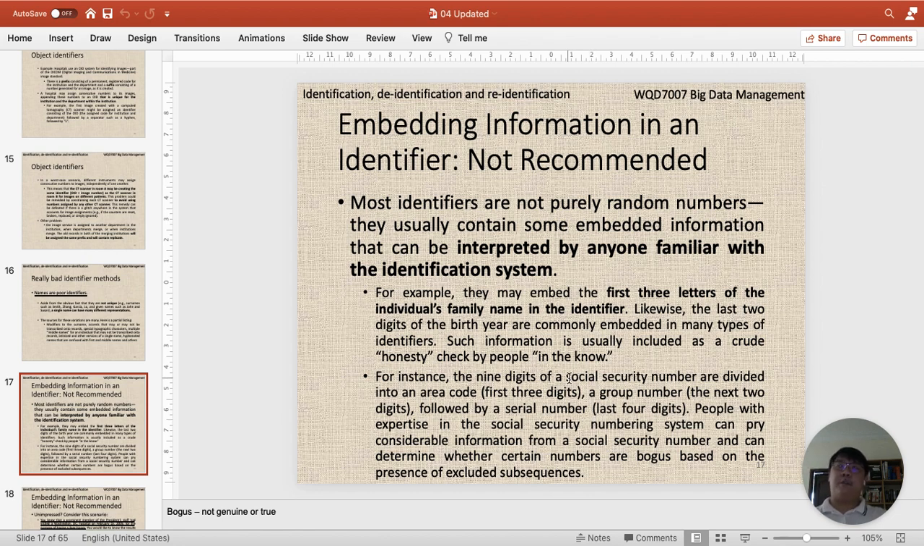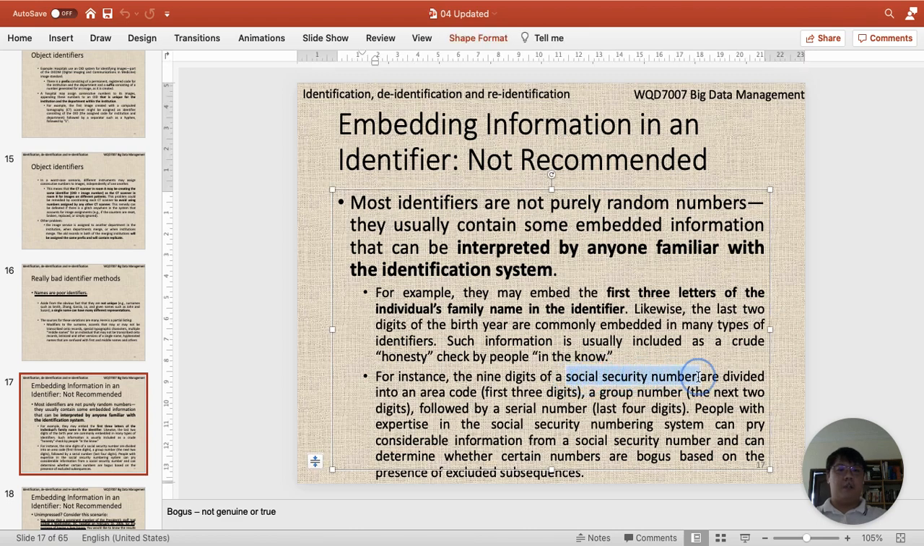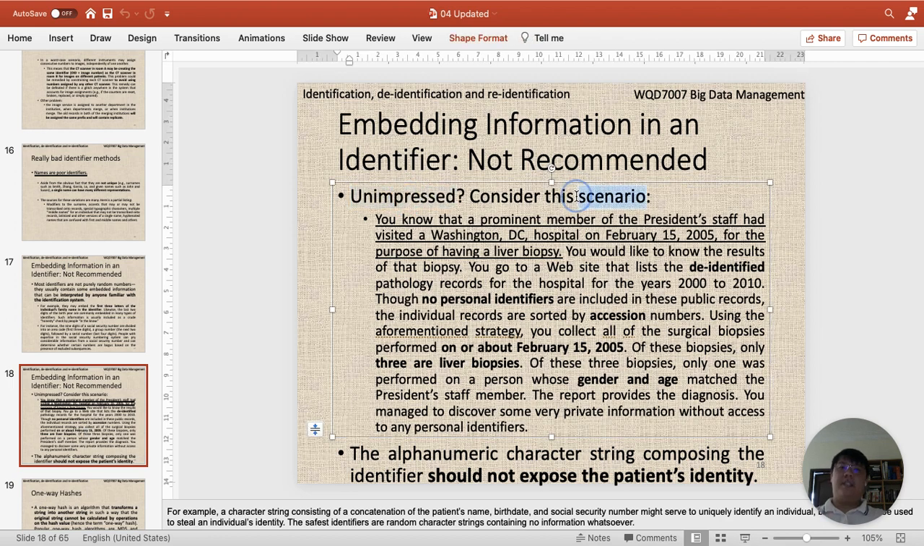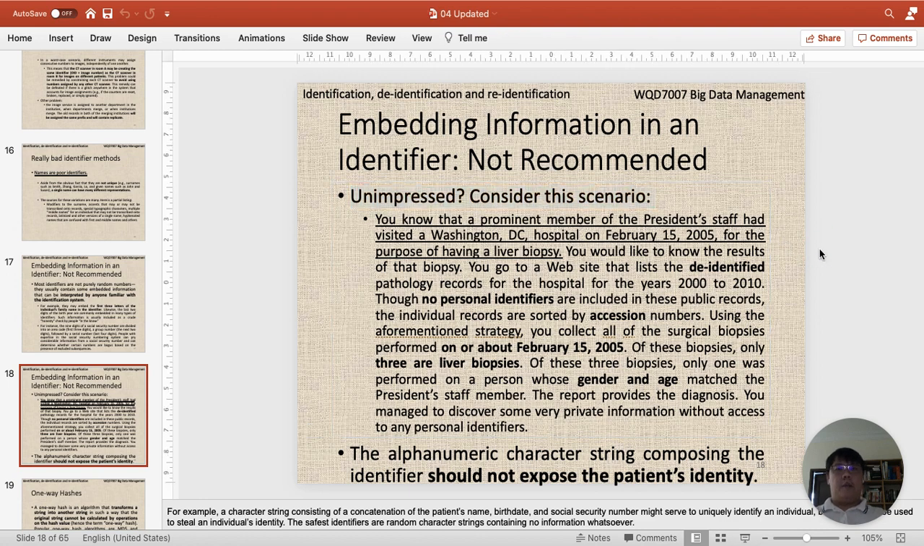Maybe I'm not sure about other countries, but social security numbers or our identification numbers may embed this kind of information for a specific purpose, which maybe is useful for that particular government system. So why we don't suggest this is because of this scenario. Take a look at this scenario for a while. I'm going to read it out.